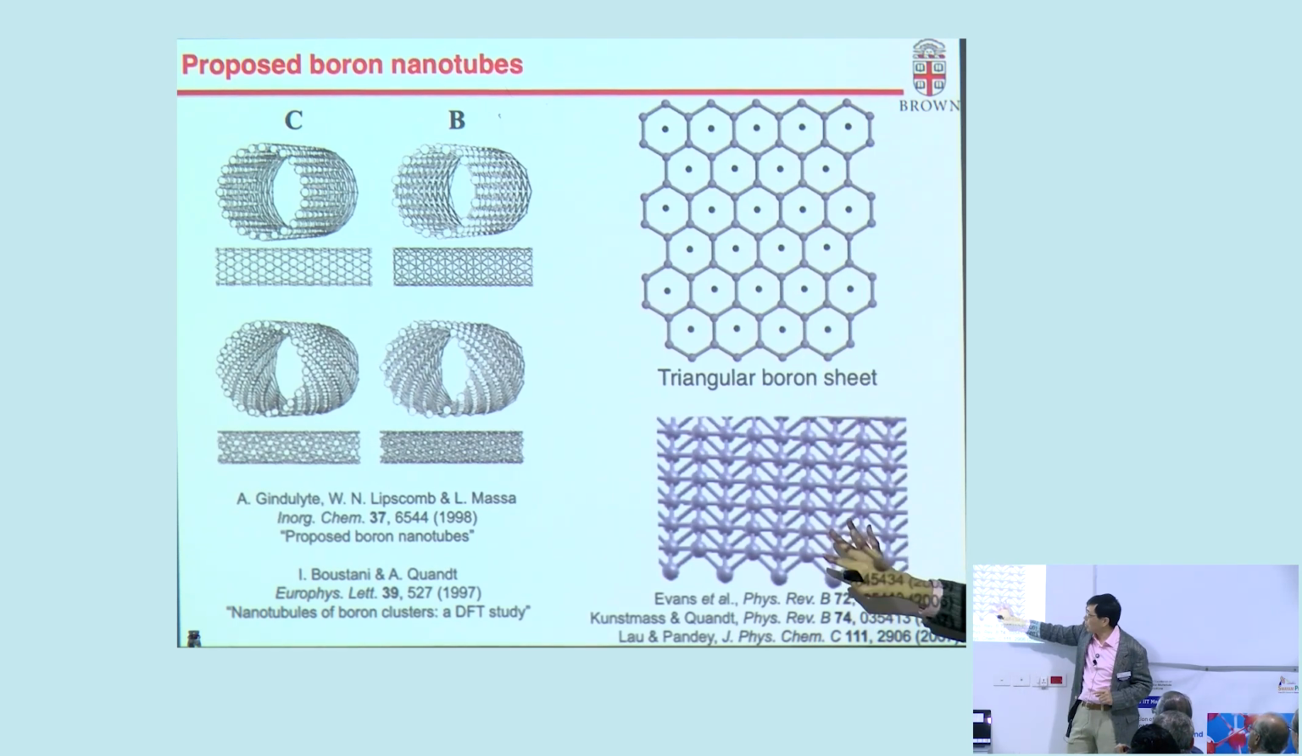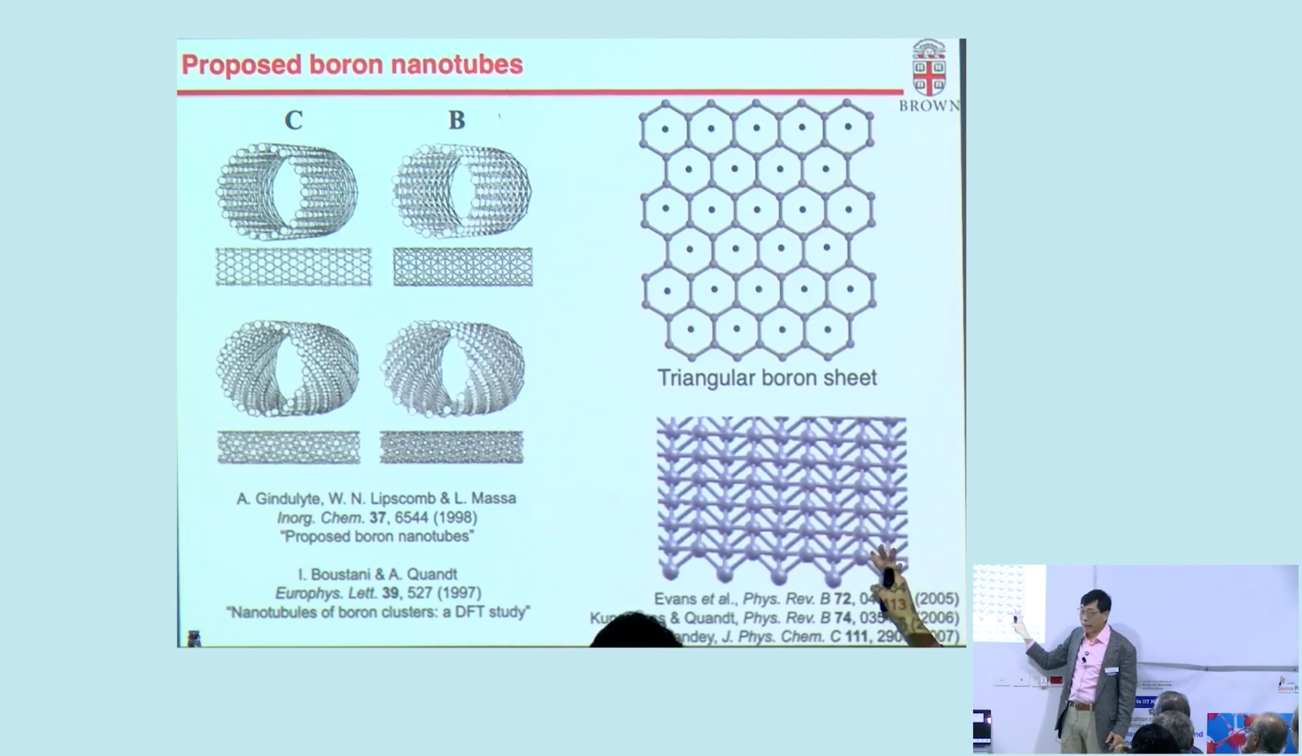If you actually optimize that triangular lattice, it's actually not planar. It's rippled, because it's electron rich.